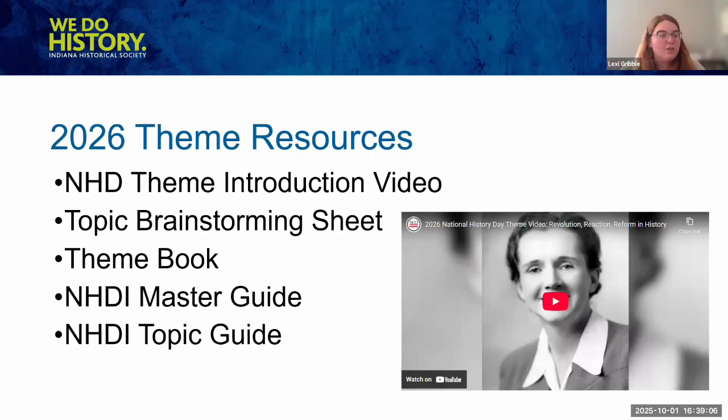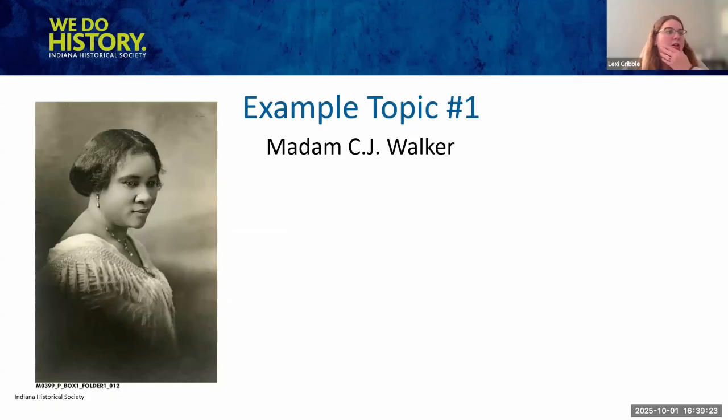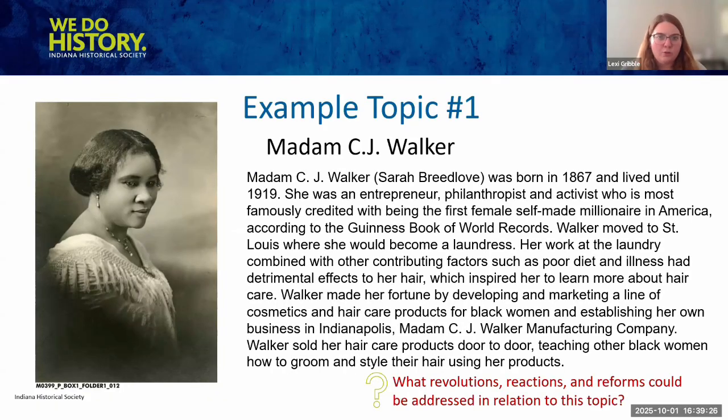And that's what I've been doing as well when thinking about how to tell people about the theme and inform people and help them better understand it, is that there's a lot of different ways you can approach the theme, even within the same topic. So for example, you could pull an Indiana topic like Madam C.J. Walker. And you think about what revolutions, reactions, reforms could you address with this topic? There's a lot of different ways you could approach this. You could talk about her business and how it was revolutionary for the time period. Or you could look at her hair care products and how they brought about change or reform, or they were revolutionary within the beauty industry. You could think about the different ways to connect even within one topic.